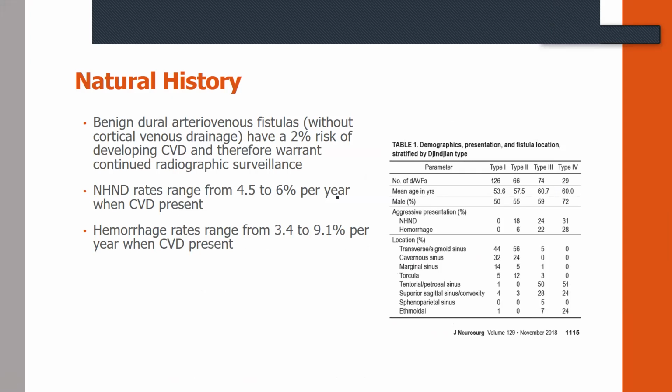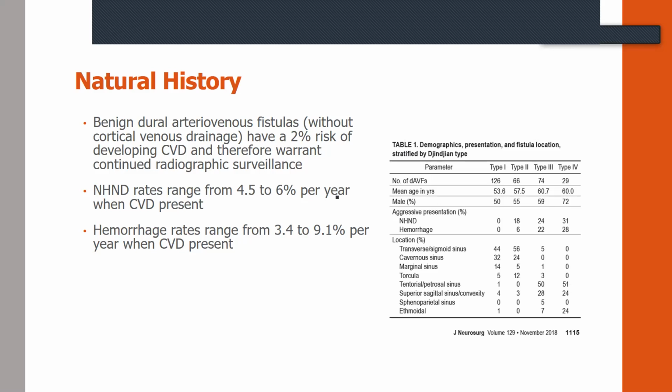So I don't think it's enough to diagnose this and just tell someone, hey, you have this benign fistula, nothing needs to be done anymore. They absolutely, in my opinion, need to be followed. And oftentimes they're followed with MRAs. MRAs are very sensitive to changes in flow. And if there's any change from year to year on an MRA, that would warrant another angiogram to look for higher risk features. When they do have cortical venous reflux, the natural history is pretty bad.